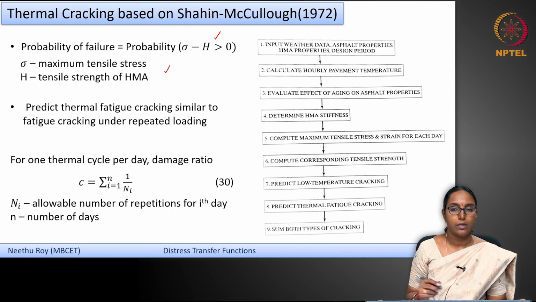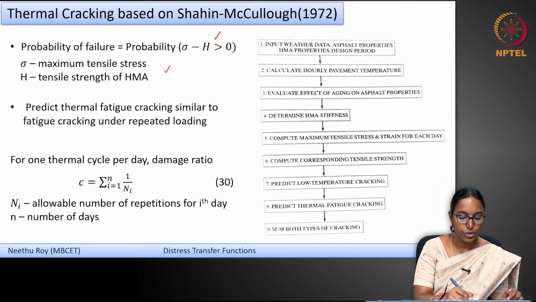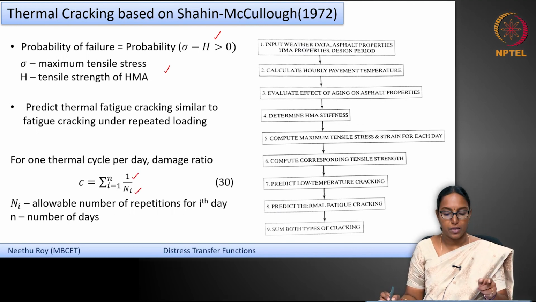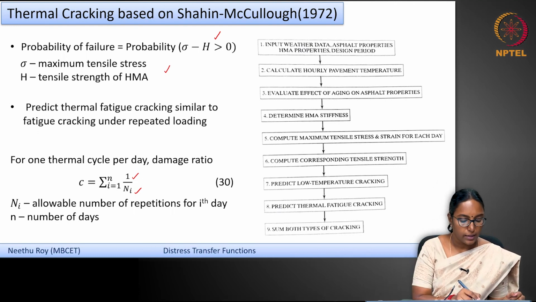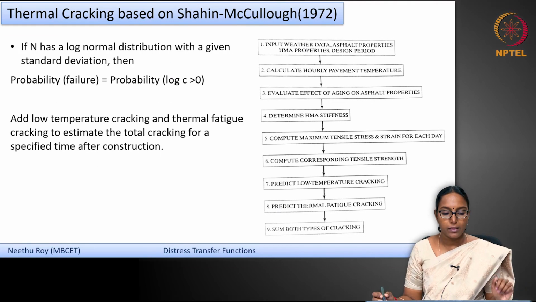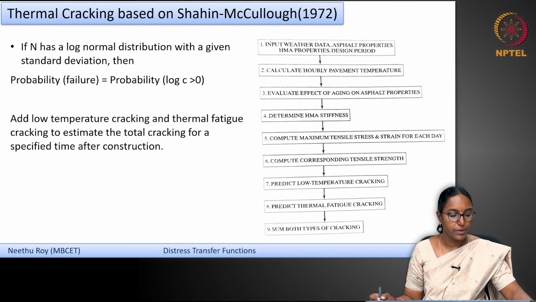is the damage ratio. Now, for each thermal cycle, what you are trying to find out is how much damage has occurred in the thermal cycle. Since it is one cycle, your damage ratio becomes 1 by Ni, where capital Ni represents the total number of repetitions for the ith day for a similar pavement change in temperature. And N is the number of days. So, over a number of days, you can see how the damage gets accumulated, and then you can fit a normal distribution for this Ni, that is the cumulative damages that can happen due to the various temperature differences.